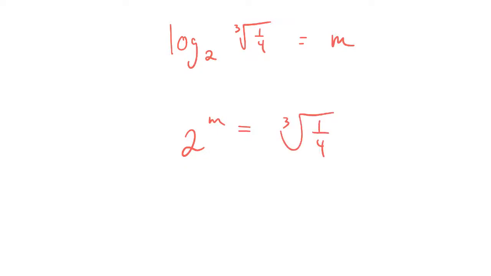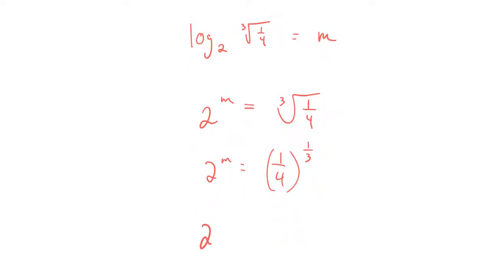Log 2 of the cube root of 1/4. So this is the same thing. Call this m. 2 to the m equals the cube root of 1/4. 1/4 cube rooted is really 1/4 to the 1/3. Is that agreeable? Yeah. And then 1/4 as a power is really 2 to the negative 2, because 2 to the negative 2 would really mean 1 over 2 squared, which is 1/4. Remember, negative exponent means 1 over.